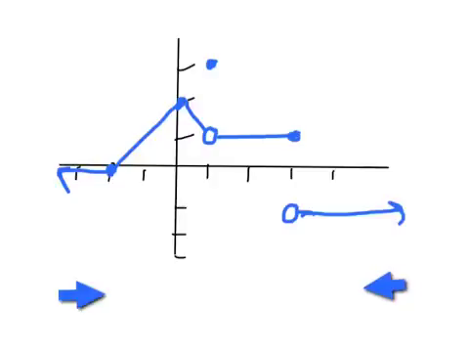Approaching from the right, I'm riding along this function, and I end up at the same spot. It also happens to be the value of the function. So in this case, my left-hand limit is equal to my right-hand limit, which means the overall limit exists, and it's the value right here.